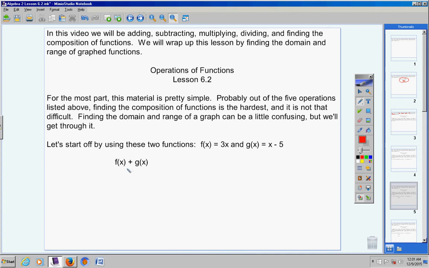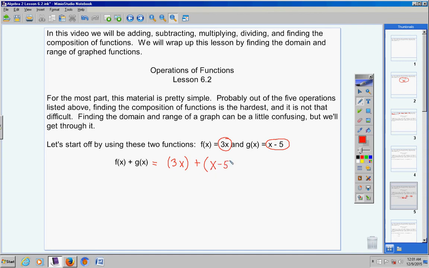First of all, I would like us to add two functions, f plus g of x, okay, equals, well, here we go. First of all, you have your f function, and that's 3x. I always use parentheses, guys, always. I think that's the safe, smart way to do it. So here's my f of x, right here. F of x equals 3x. So where f of x was, I put 3x. Next comes a plus sign. And then g of x, well, g of x equals this. So I'm going to pick that up and put it right here.